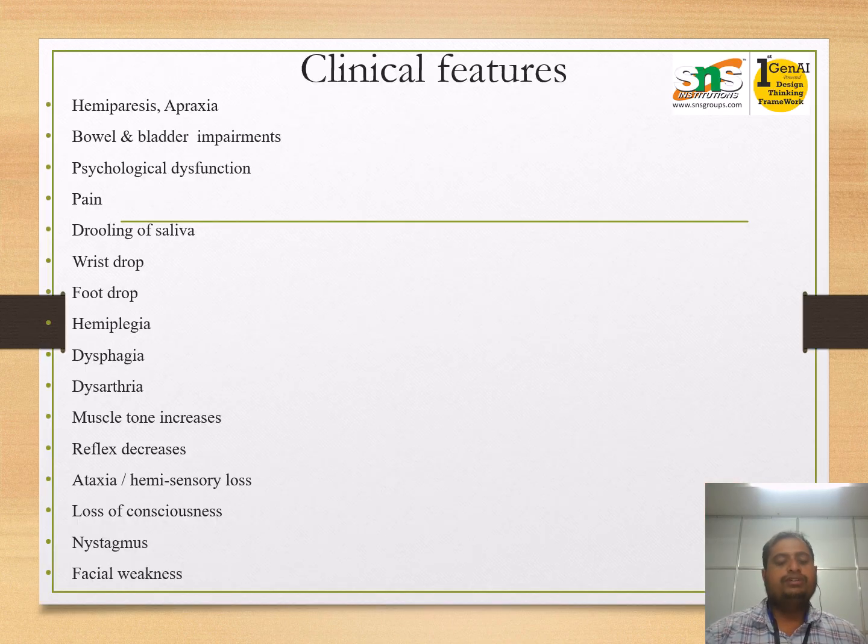In the clinical features, we are going to see that if a person is affected with a stroke, the person will get hemiparesis. He may not be able to speak or swallow, like dysarthria. He may get bowel and bladder impairments, psychological dysfunction, and pain. Pooling of saliva will be there, breath drop, food drop.